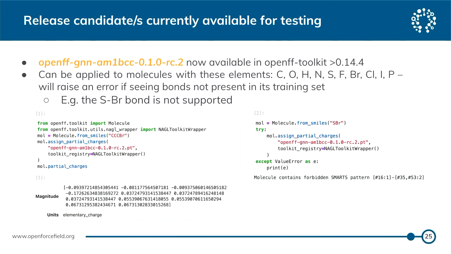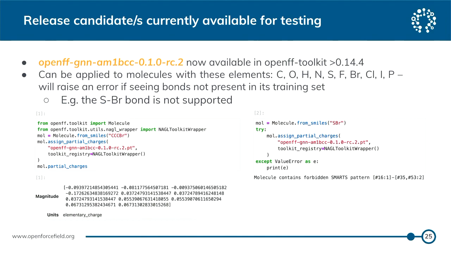So I just wanted to say that both these release candidates are publicly available for use and for testing. We would really encourage everyone who's interested to try it out, see if there are any issues, and then report those issues to us so that we can improve our models. The easiest way to do this is probably through the OpenFF toolkit, by using the name of the model and using the NAGL toolkit wrapper.